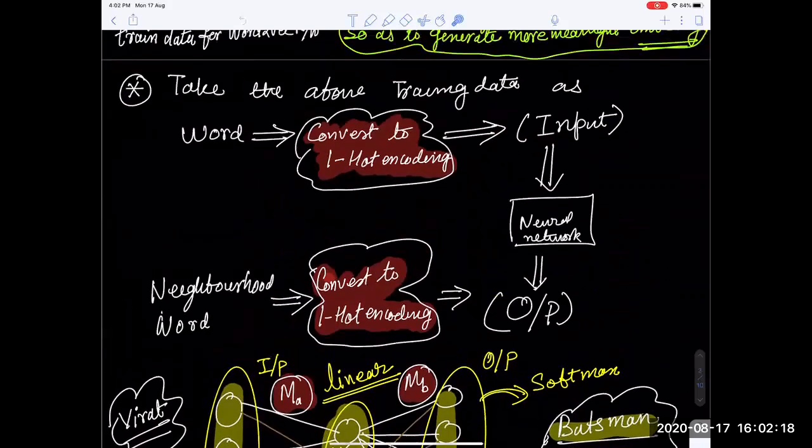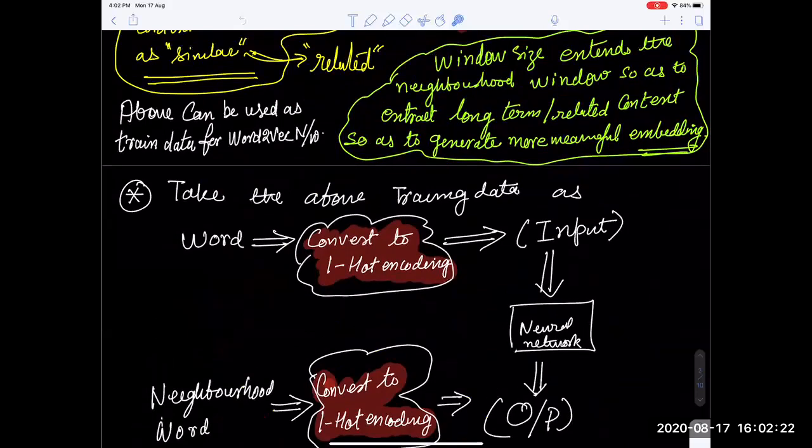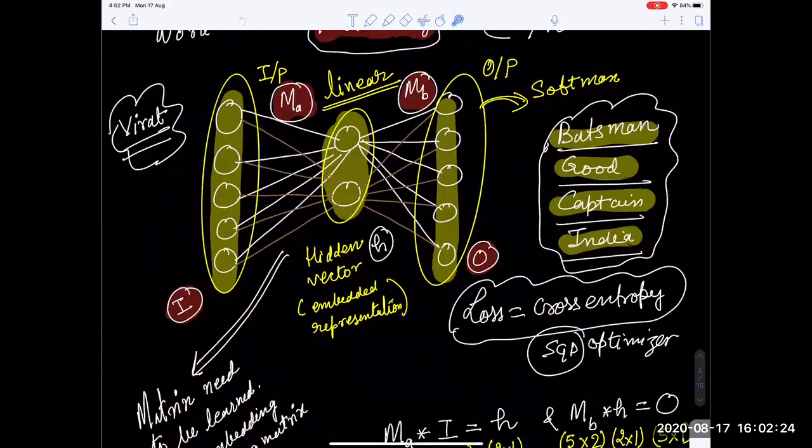Yes. So the learning rule may be different, because say once I give Virat and batsman, this pair, and then I change the pair to Virat and good, so the weights may get misled in some way. Yes.